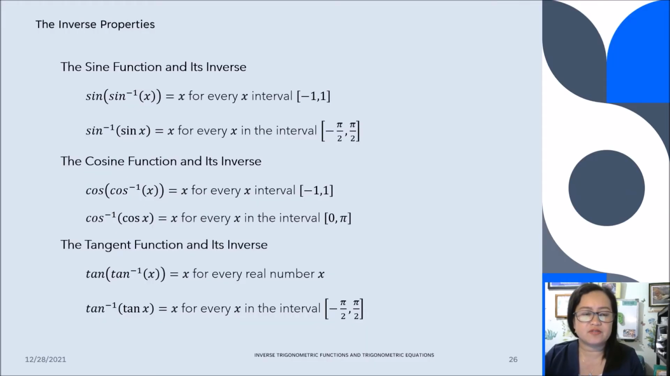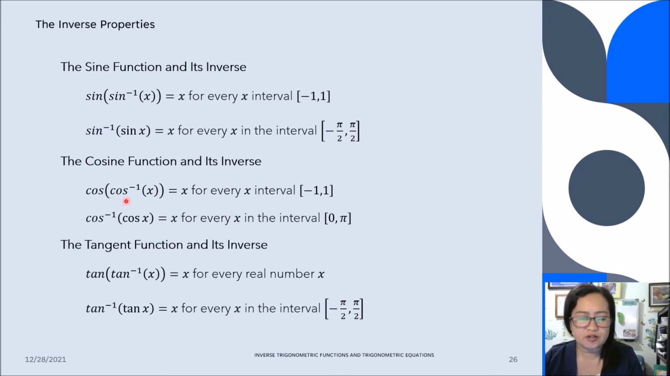Before we start solving trigonometric equations, I want you to get acquainted with the inverse properties of the sine, cosine, and tangent functions. For the sine of the inverse sine x, we will have x for every x in the closed interval -1, 1. For the inverse sine of sine x, it's equal to x for every x in the closed interval negative pi over 2, pi over 2.